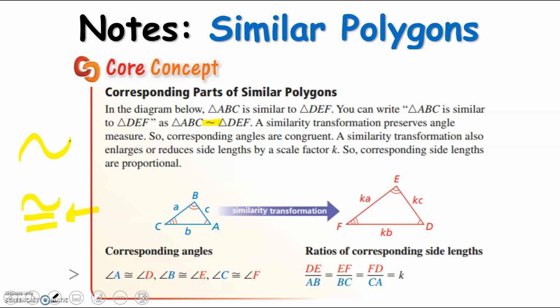A similarity transformation preserves the angle measure so that the corresponding angles are congruent. So you'll notice that the angles that are in the same position have the same measure. A similarity transformation also enlarges or reduces side lengths by what we call a scale factor. So corresponding side lengths are what we call proportional.